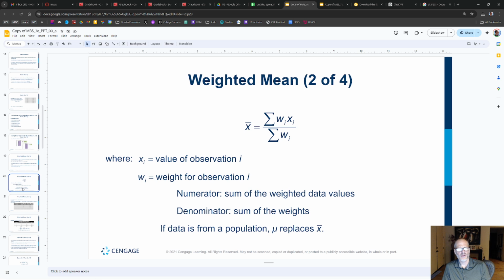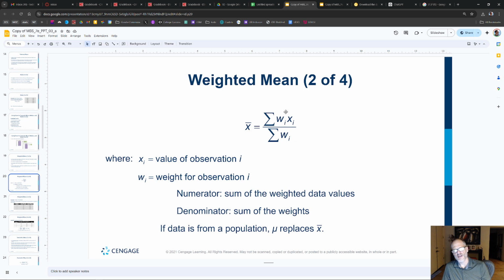I like that example. Here we have this formula where xi is the observation and wi is the weight of the observation for each data point i. You're going to sum those up when they're multiplied together and divide by the weights all summed up. The numerator is the sum of the weighted data values and the denominator is the sum of the weights.